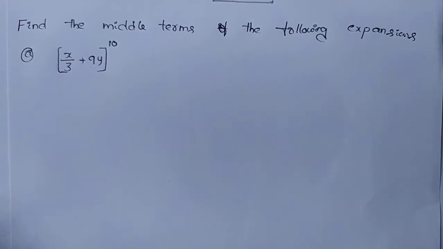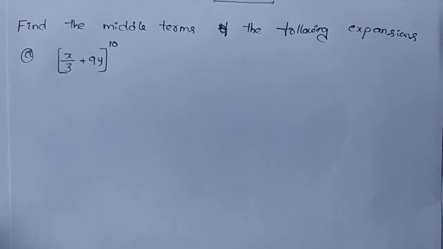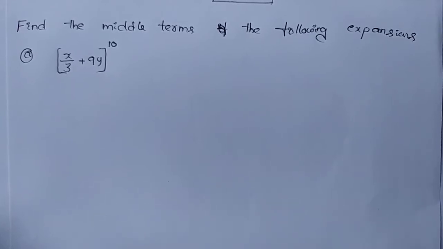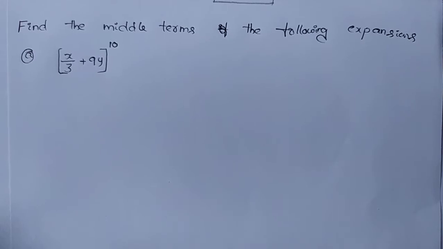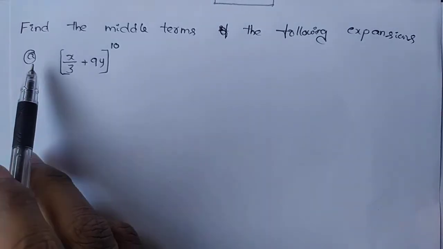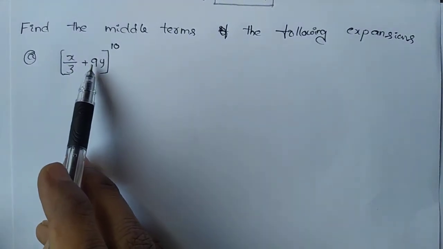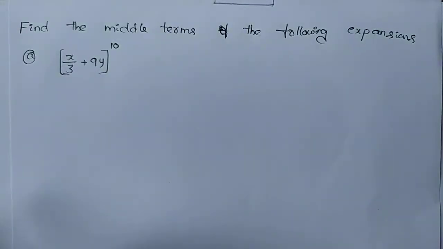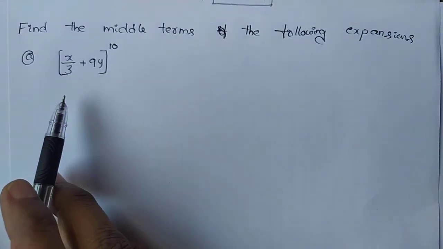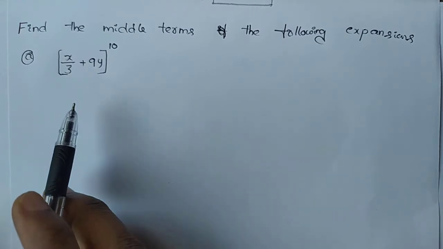In our previous class, we learned some problems related to the term independent of x, right? In this class, we are going to learn about finding the middle terms of the expansions. Here we have the problems: find the middle terms of the following expansions. In the first subquestion A, (x/3 + 9y) whole power 10. In this expansion we have to find the middle term.